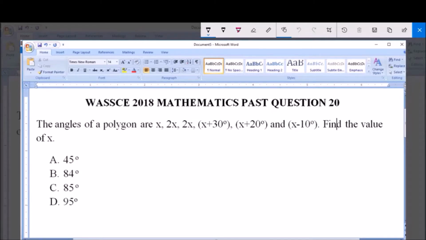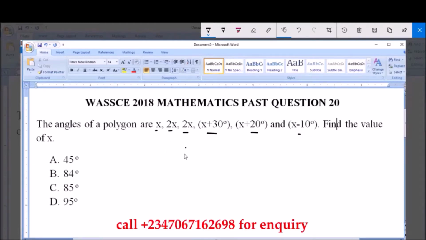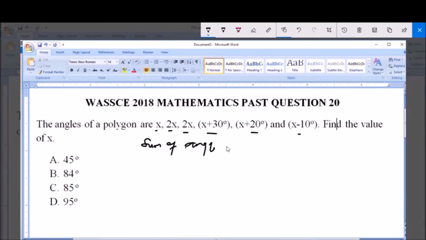Now looking at this polygon, since the polygon has 1, 2, 3, 4, 5, 6 angles, it means that this polygon has 6 sides. So it's a 6-sided polygon, and from this we can determine the sum of angles of this polygon using the formula that says sum of angles of a polygon is equal to n minus 2 multiplied by 180 degree, and we have that the number of sides of this polygon is 6, so we can simply say 6 minus 2 multiplied by 180 degree, and this is equal to 4 multiplied by 180 degree, which is equal to 720 degree. So this is the sum of the interior angles of this polygon.